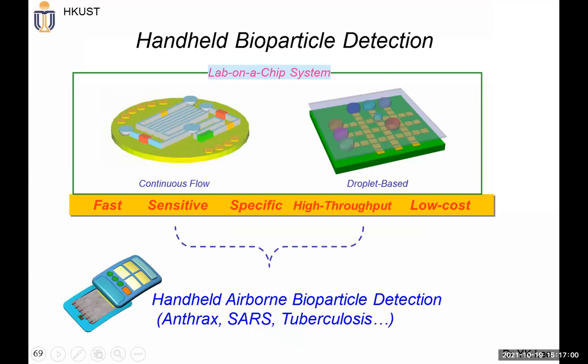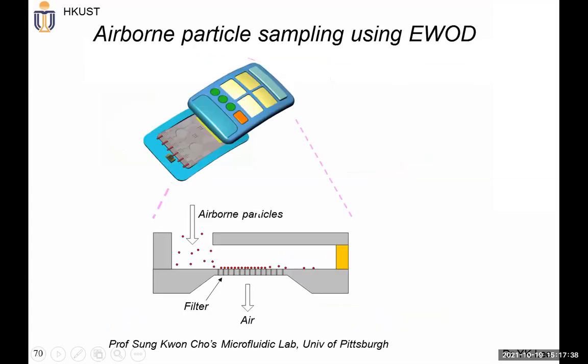Of course, last time we mentioned it's possible that this kind of electrowetting device can be used not only for liquid droplets, but also to handle virus or bacteria suspended in the air, bioaerosol. So this is a possible idea for a handheld airborne bioparticle device. The key thing here is that once it works well, you can use it for anthrax, SARS, TB, or COVID-19.